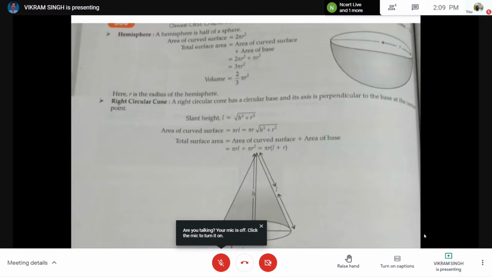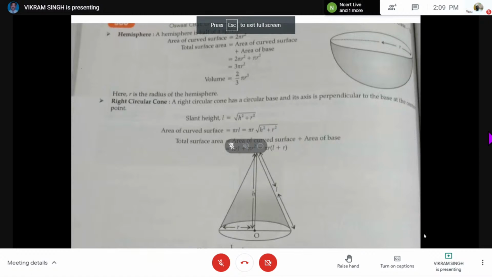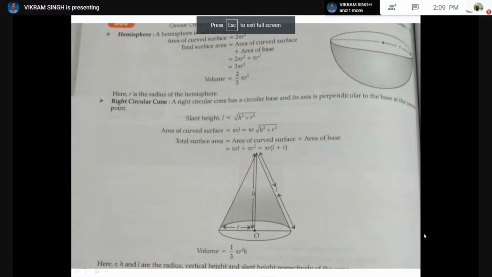Next part for the solids, a hemisphere. A hemisphere is half of the sphere. Automatically its volume will be 2 by 3 pi r cube, where r is the radius of the sphere.